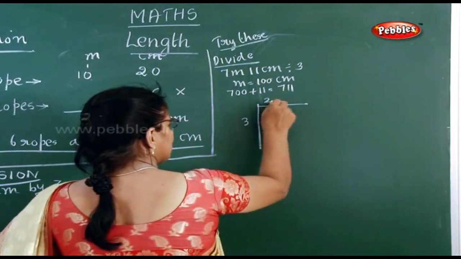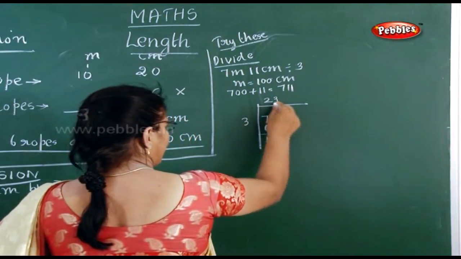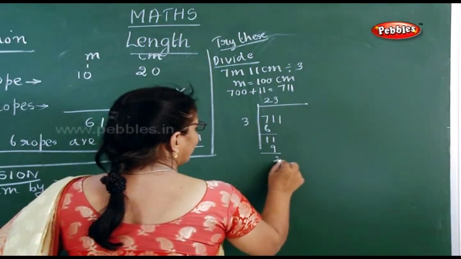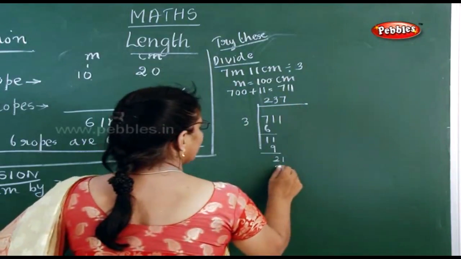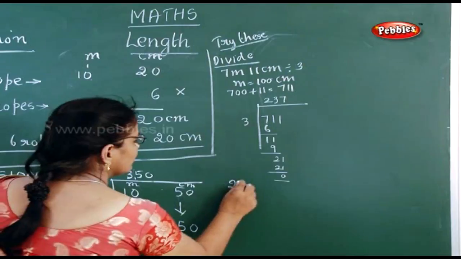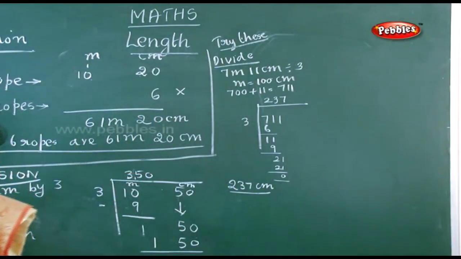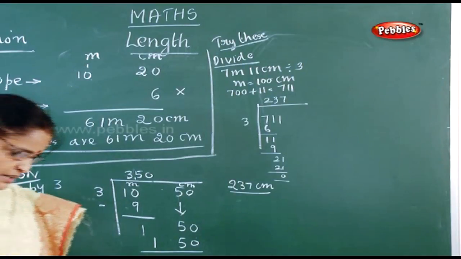Now what is it? 3 2s are 6, 1, 1. So 3 3s are 9, then again 2, 1. So you get 7, 21. Am I right? So now what is the answer? It is 237 centimeter. So this is the answer. Is it clear now? 237 centimeter.